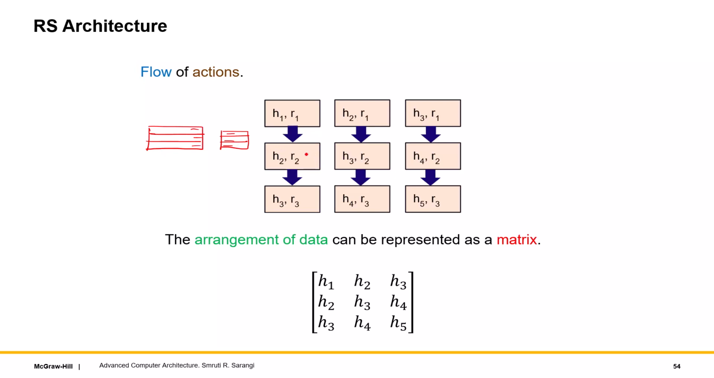We do that. Then we slide the filter down and we convolve H2 with R1, H3 with R2, H4 with R3. Again we slide it down and we convolve. So we have the results of 3 different convolutions over here. Again, understanding this should not be a big deal if you have understood the original equation. The arrangement of data here can be represented as a matrix as H1, H2, H3, H2, H3, H4, H3, H4, H5. As you can see, H1, 2, 3, 2, 3, 4, 3, 4, 5.